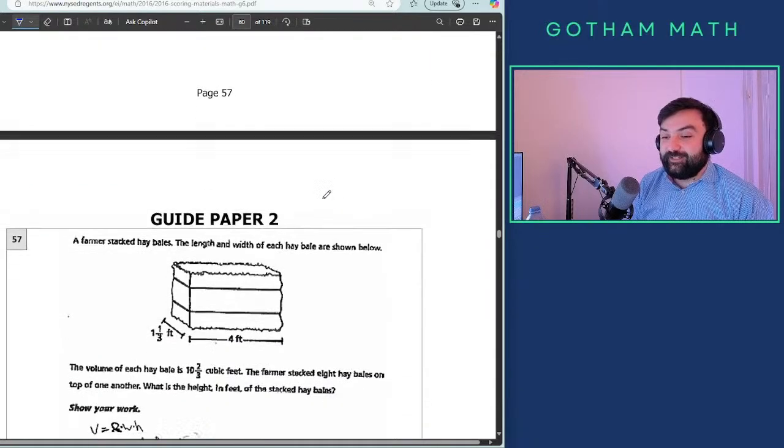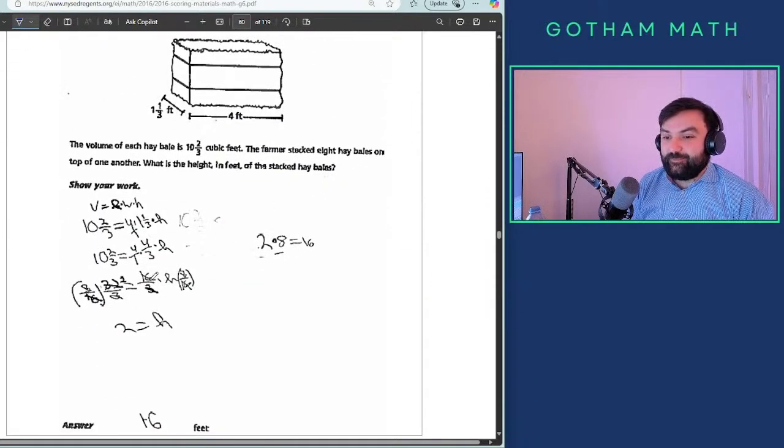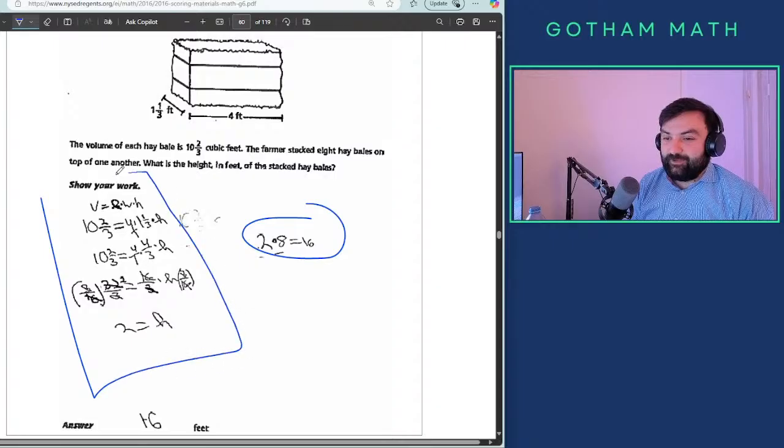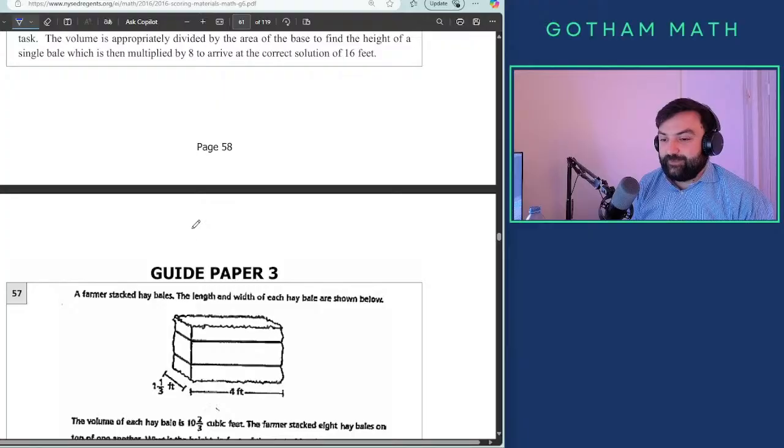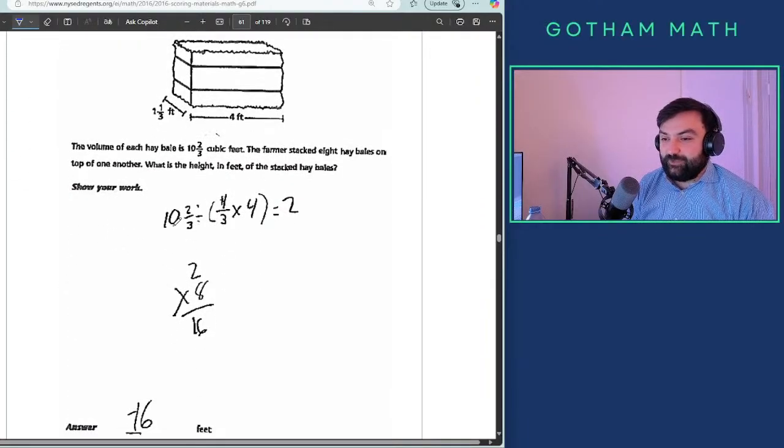Okay, so next, comparing to this, right? Length times width times height, multiply, divide, boom, 2 times 8, 16. The only thing is that everything is so slanted here, but it's okay. That's correct, and the job is done. All right, so what is here? Done, multiply that, divide, you get 2.